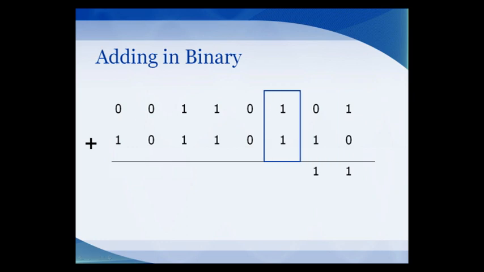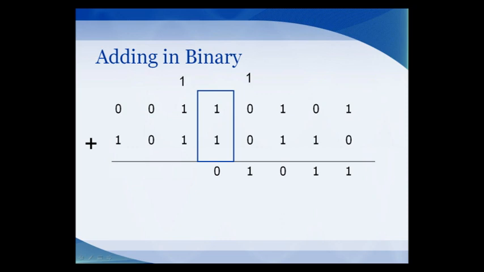Here we have 1 plus 1. Well, that's 2, but there's no 2 in binary numbers. 2 in binary is 1, 0. So we're going to carry the 1 and put a 0 down below. So now in the next column, we have 1 plus 0 plus 0. Easy, that's just 1. I'm going to bring a 1 down. Now we're going to add 1 plus 1. Well, that's 1, 0. We're going to carry the 1 and put a 0 down below.